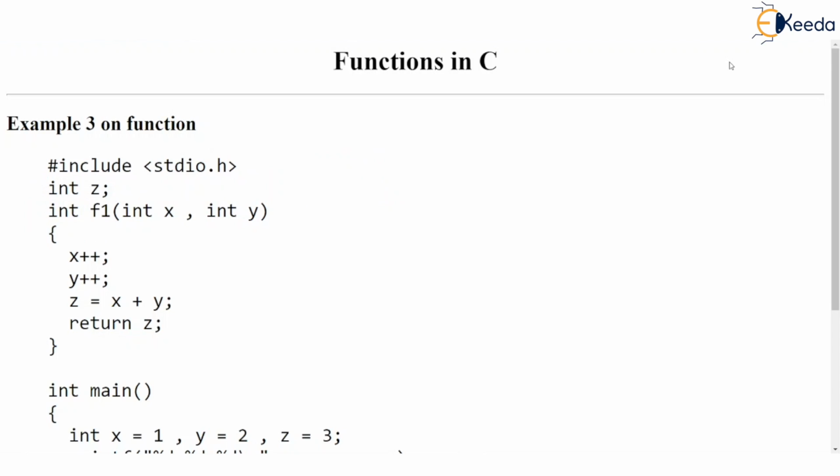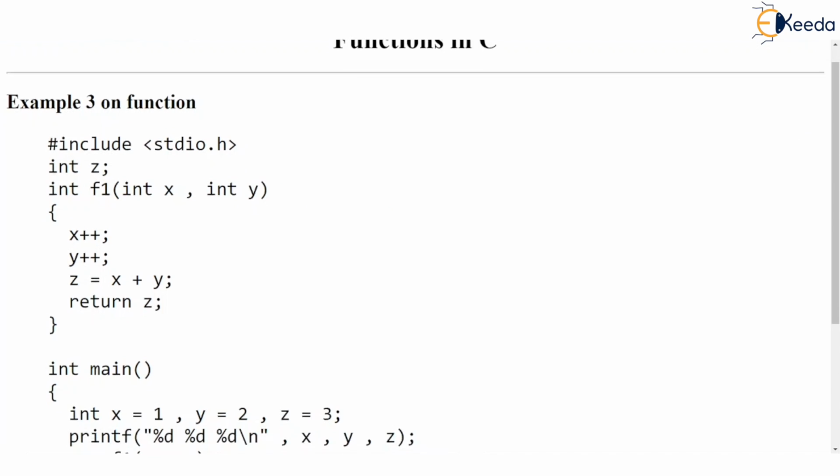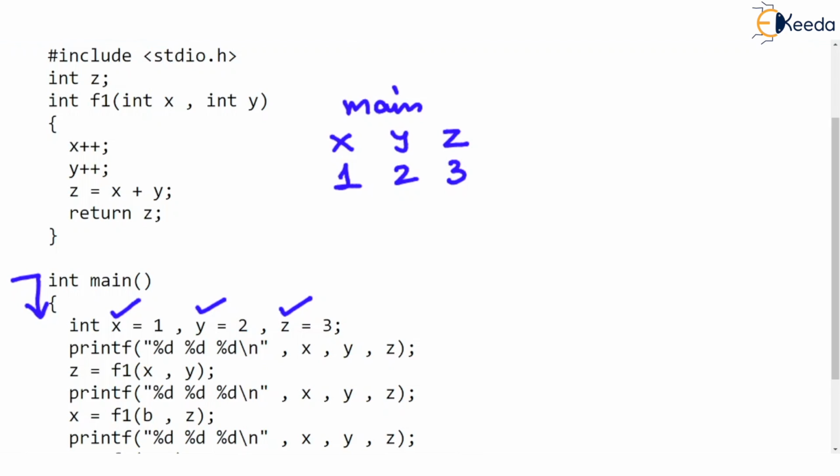So let's have a look at this program. What will be the output of this program? As you all know, we will start tracing the program always from main. So let's see what main does. In main, we have three variables, x, y, and z. So if you maintain main, main is having x, y, z with values 1, 2, 3. Remember, all the three variables x, y, z are local to the scope. So these are auto variables.